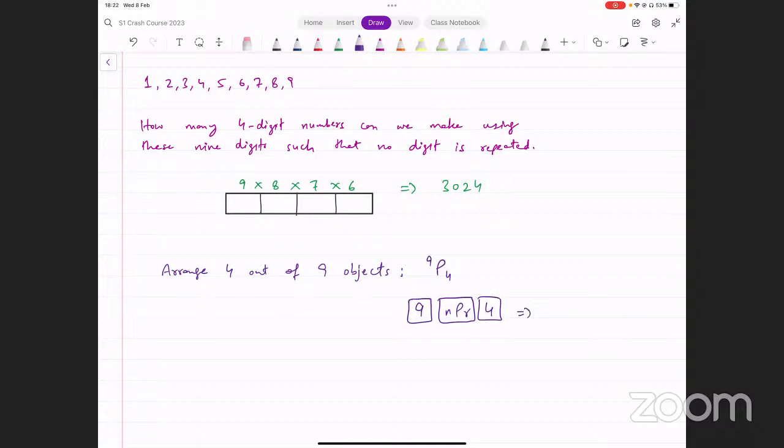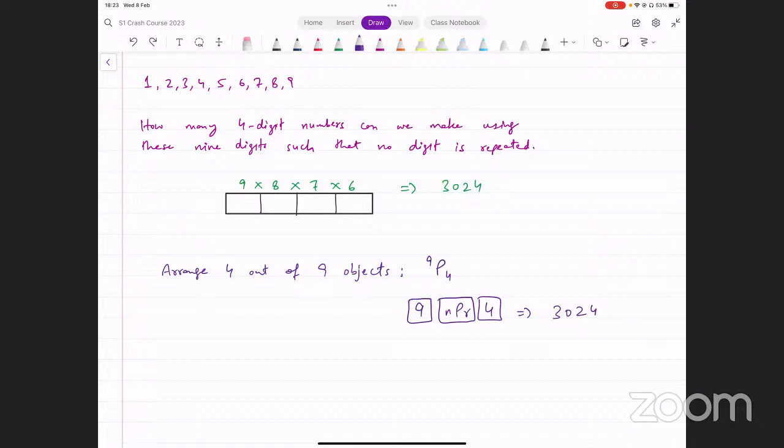Press the equal button after that, and that is going to give you 3024. That's exactly what you got here as well. All right. So you could do the same thing that you did manually earlier, 9 times 8 times 7 times 6. You could do all of that directly using this permutation function, and that will give you the same result directly. That's 3024.